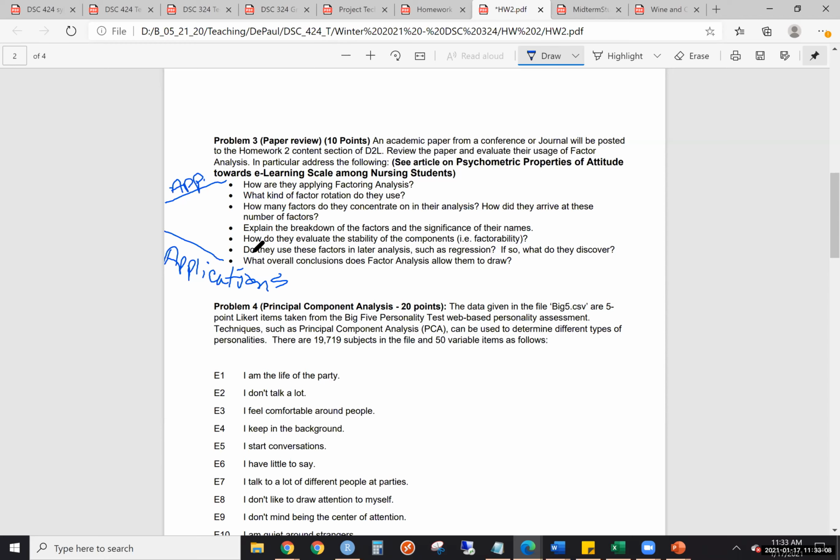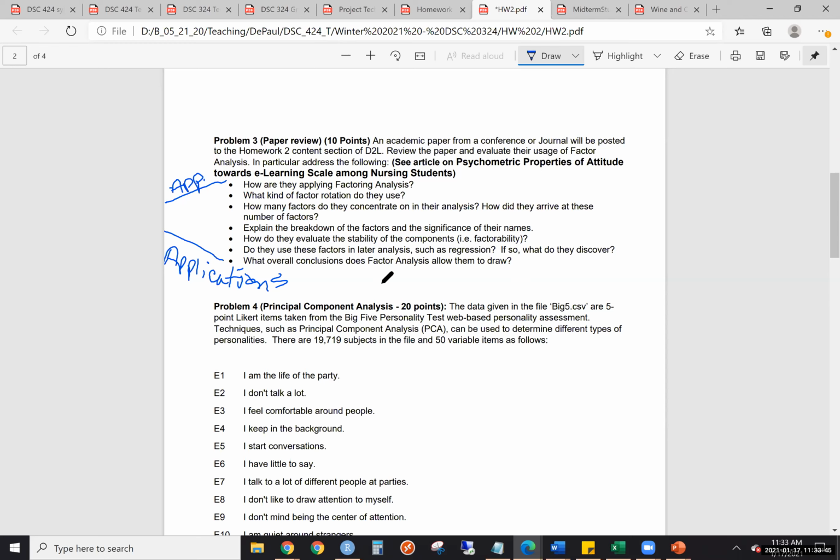Then the other question that we're going to get is, do they use these factors in later analyses such as regression? They don't have to use them in regression. They can use them in confirmatory factor analysis. They can use them as standalone subscales for things. But how do they use these? They could use them in ANOVAs or other types of statistical testing. So how do they use these factors? Do they use them at all? Is this just the analysis? Or do they do further analyses using these newly created variable factors?